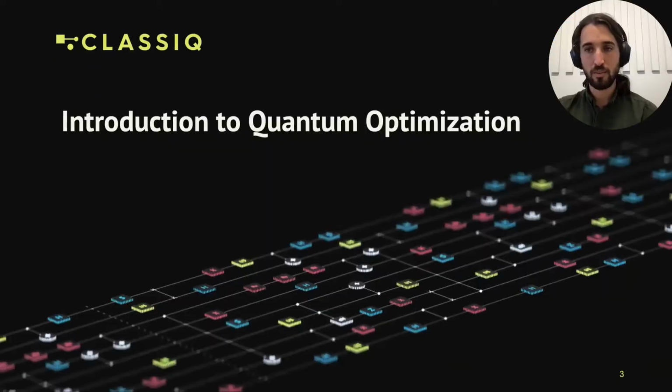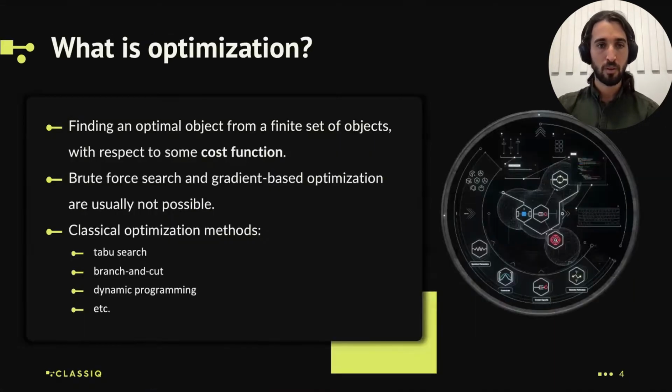Okay, so let's start. We're going to talk a little bit about generally what is combinatorial optimization, and what kind of quantum algorithms we can apply for this kind of problem. So first of all, let's define what is optimization. In our definition, it is just finding the optimal object from a finite set of objects. This is compared to continuous optimization, where it's an infinite continuous set.